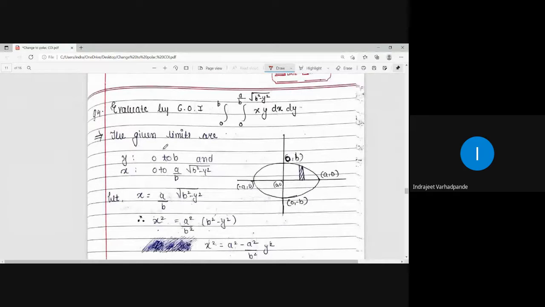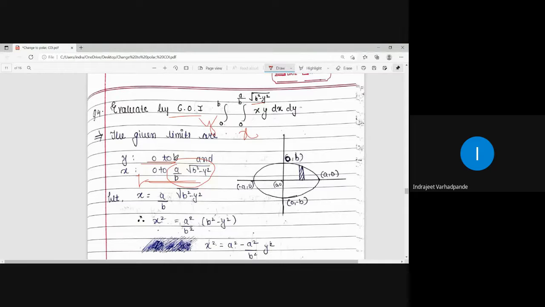Similarly, this is another pattern wherein the limits of integration are given to you: evaluate by changing the order of integration, 0 to b, 0 to a by b under root of b square minus y square, xy dx dy. These are the limits for x, these are the limits for y. So the limits of y are 0 to b, and the limits of x are 0 to a by b under root of b square minus y square. y equal to 0 means the x axis, y equal to b means a line which will be passing through the y axis. x equal to 0 means the y axis, x is equal to this.